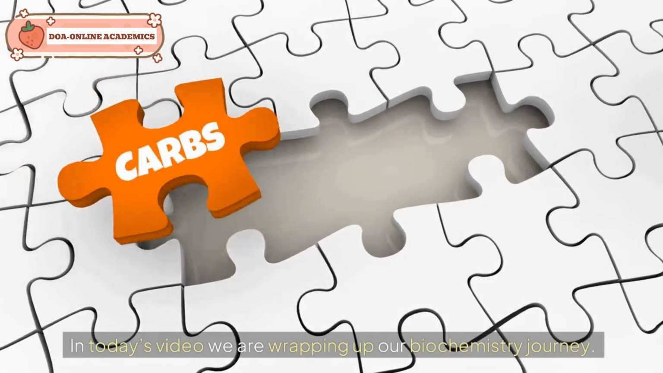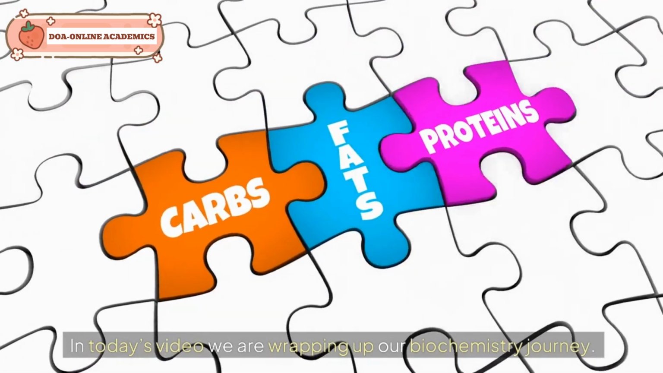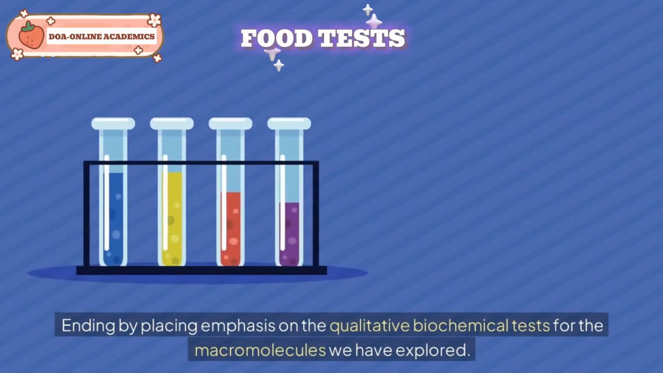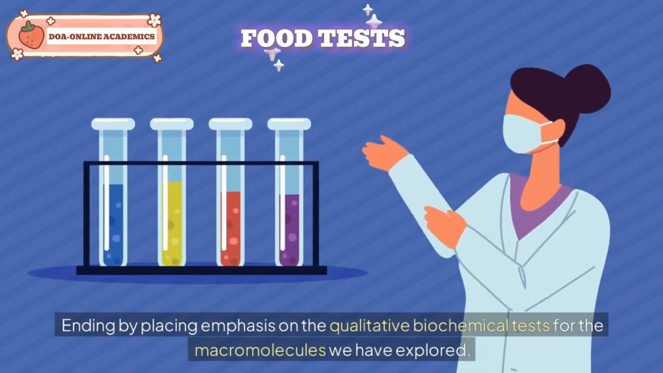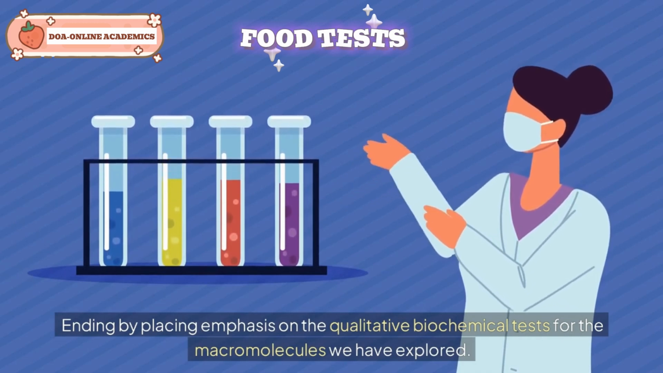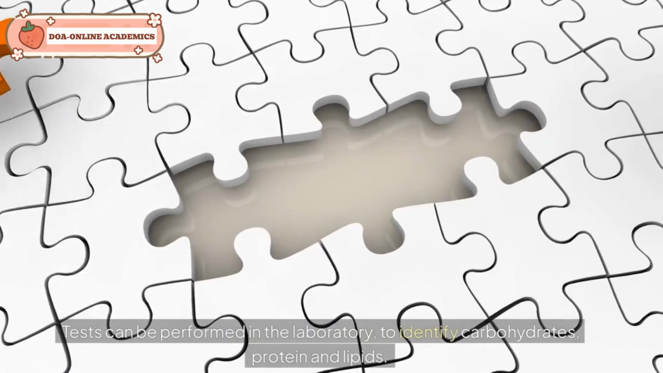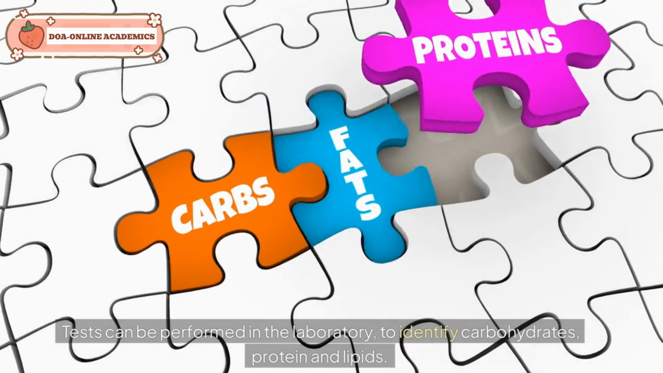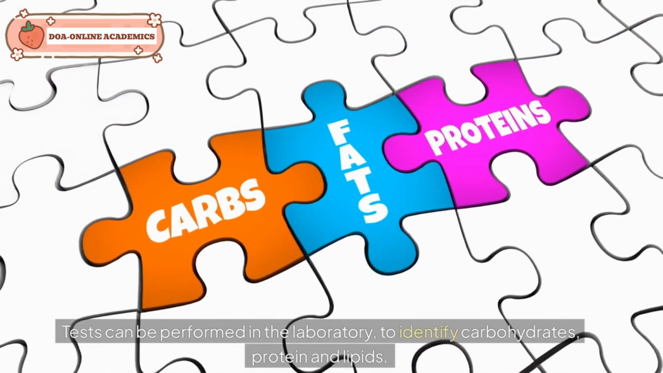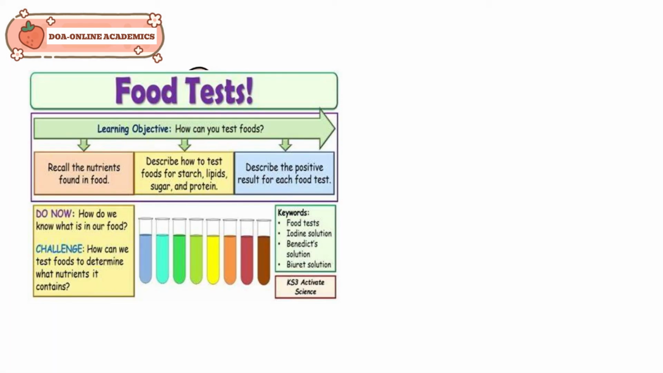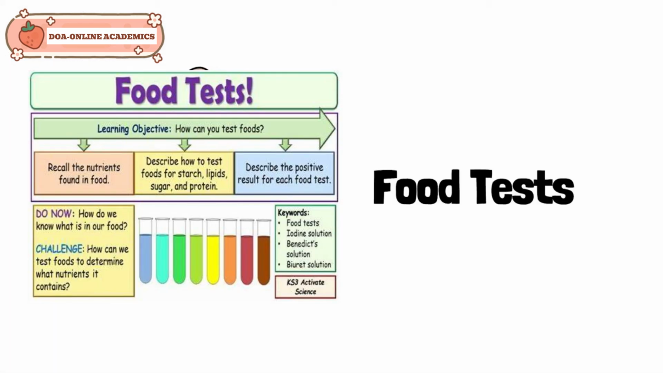In today's video we are wrapping up our biochemistry journey, ending by placing emphasis on the qualitative biochemical tests for the macromolecules we have explored. Tests can be performed in the laboratory to identify carbohydrates, protein and lipids. If a sample to be tested is solid, grind it and make a solution with water.